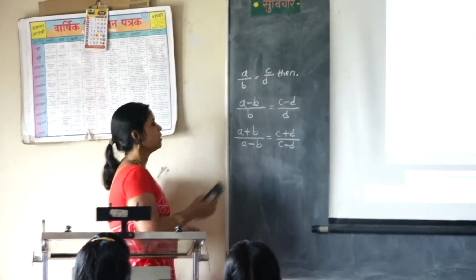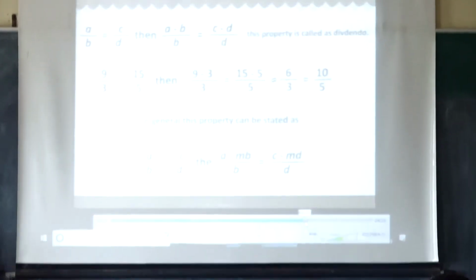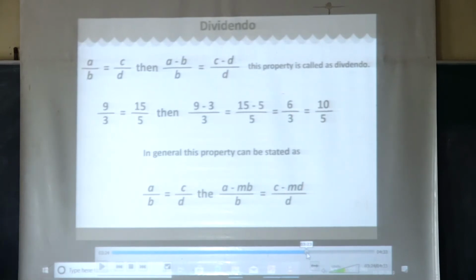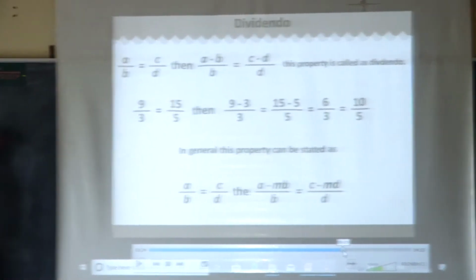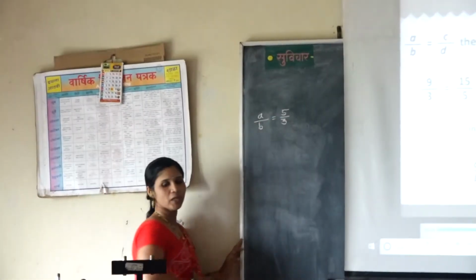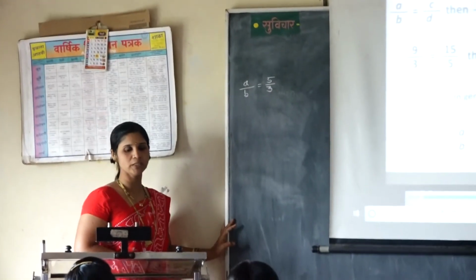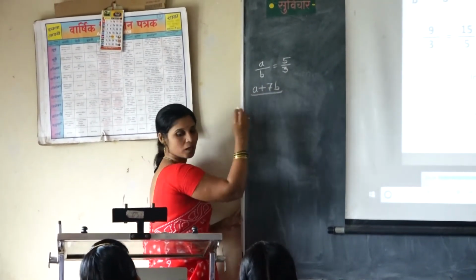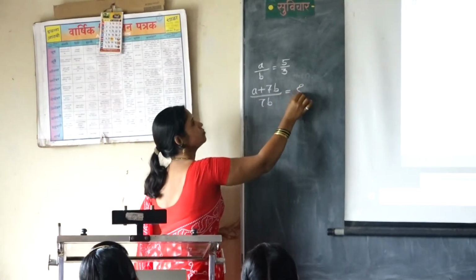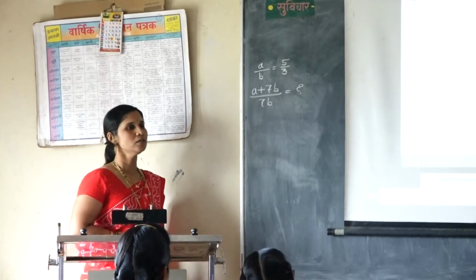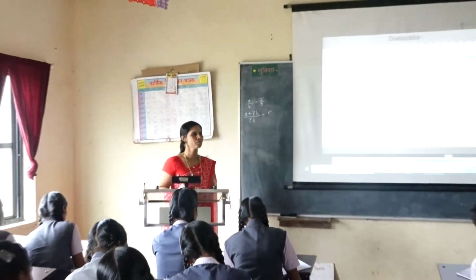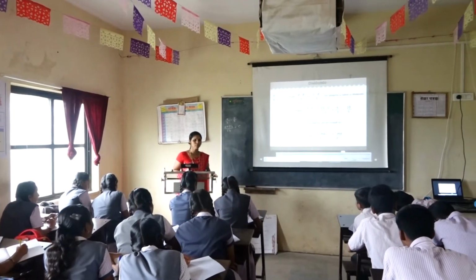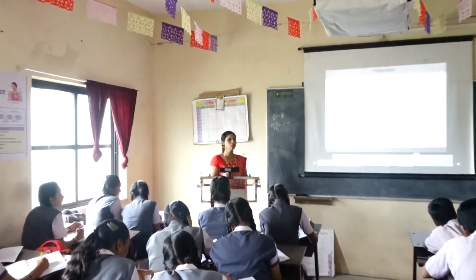Suppose you get an example and are told to solve it by using these properties. For example, if A upon B is equal to 5 upon 3, then find A plus 7B upon 7B. If you can solve it, try it in your own way. Invertendo, componendo, alternando, or componendo dividendo.